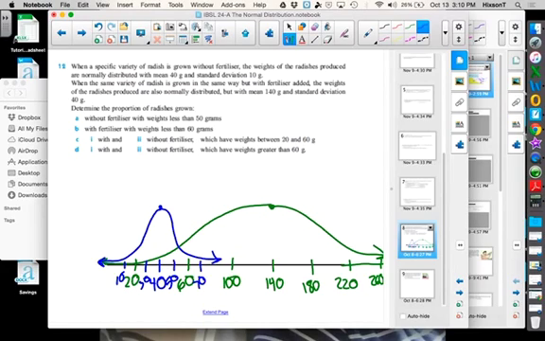Without fertilizer, with weights less than 50 grams, that's going to be 1 standard deviation above the mean, okay? I won't do this for all of them, but basically we're trying to find all of that, okay? So what proportion of the radishes grown without fertilizer have weights less than 50 grams? Well, one standard deviation above the mean is going to be 50% plus another 34%. So that would be 84%. Okay.